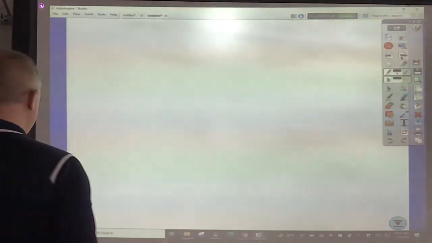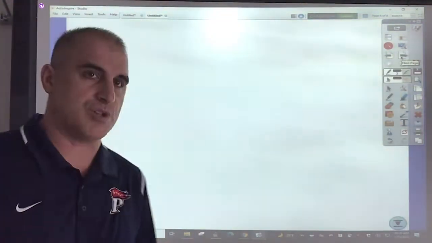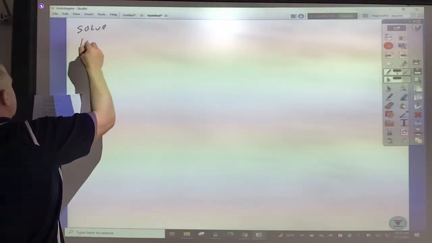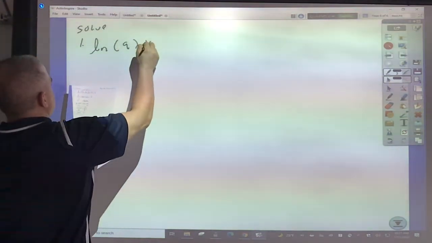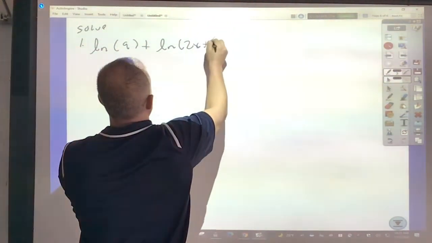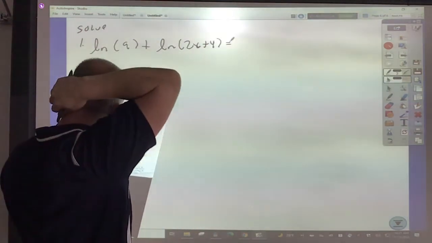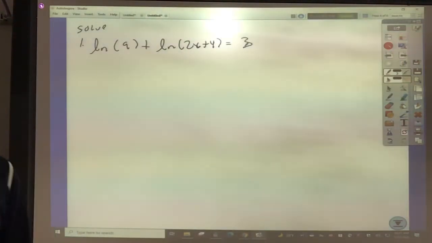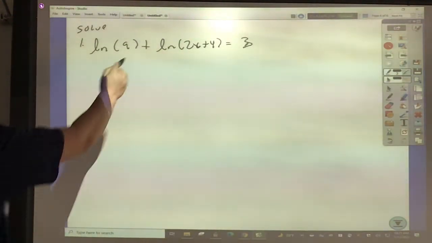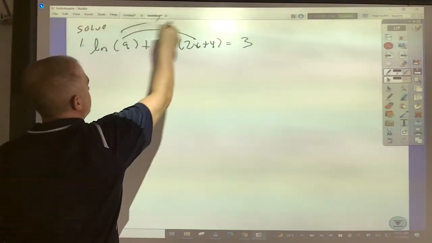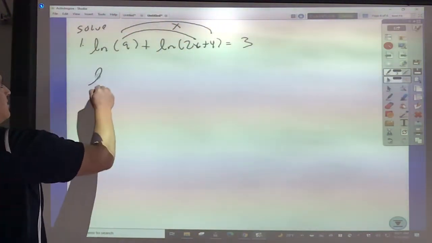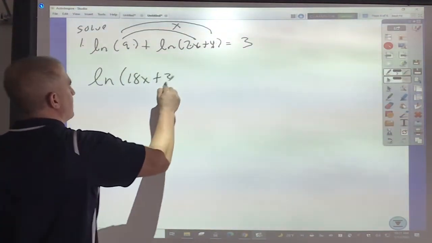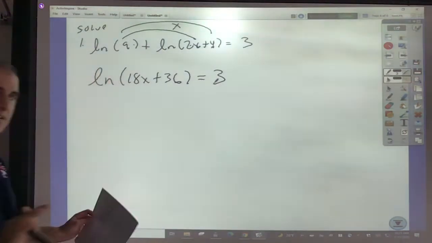All right, the next thing we want to talk about is using our addition properties. So it's still solve: natural log of 9 plus natural log of 2x plus 4 equals 3. Now we talked a little bit about this in a previous video. That addition turns this into multiplication. So I am going to distribute that. That's going to be natural log of 9 times 2x, which would be 18x, and 9 times 4, which would be 36. Okay, so write as a single log.